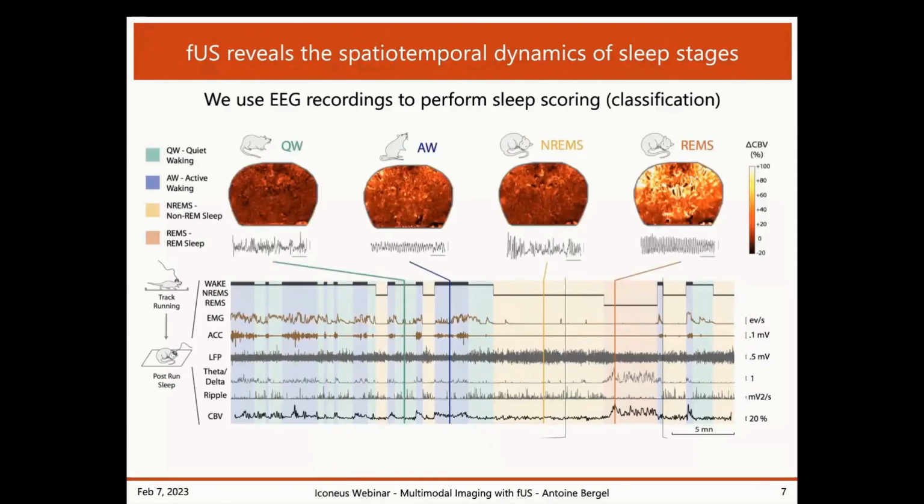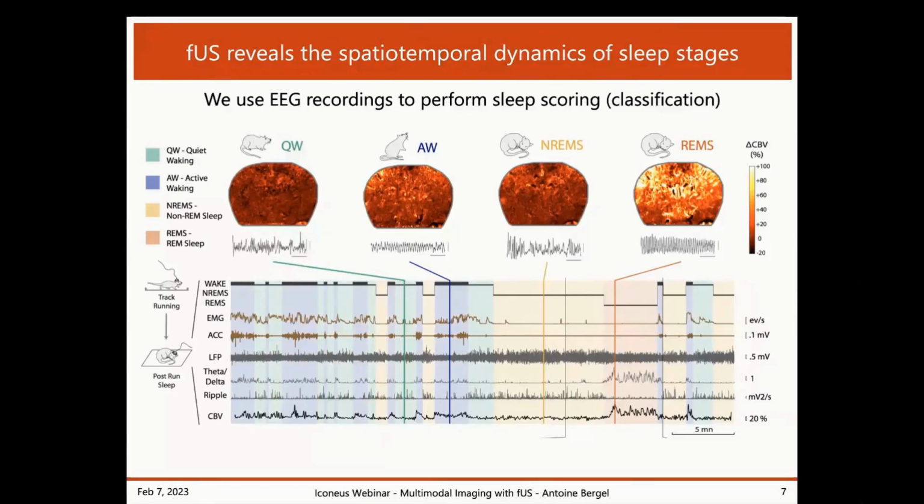Now if you look at functional ultrasound and the cerebral blood volume during these 4 different states, you do have 4 different pictures. Quiet wake is really quiescent. So you have large irregular activity on the electrodes, and you don't see much on the functional ultrasound images. When you have active wake, you have some activation, especially in the cortex.